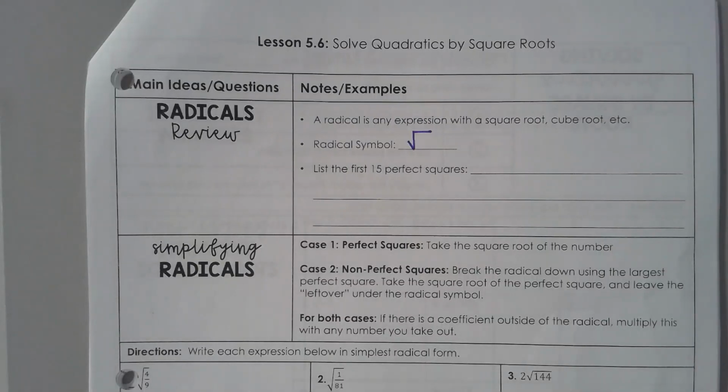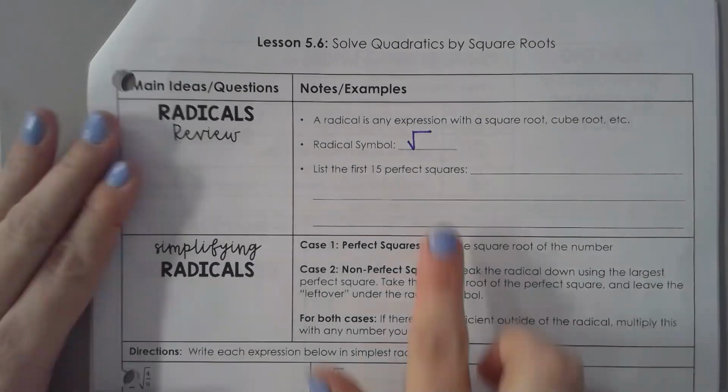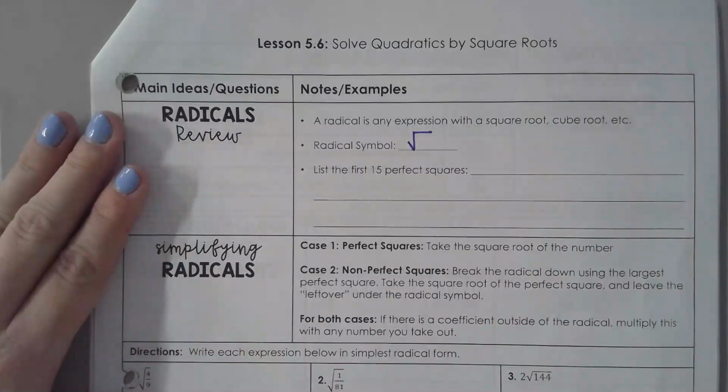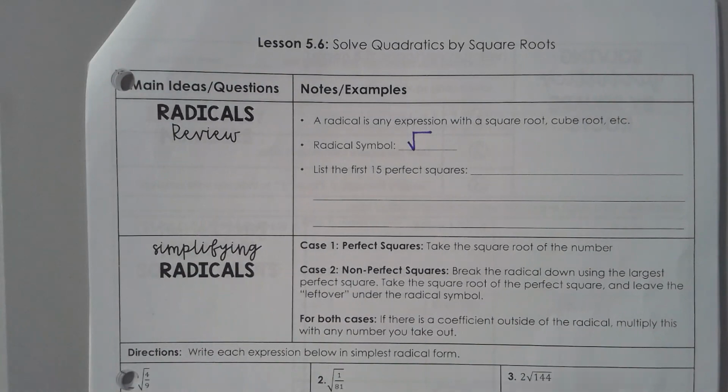One thing that you have to be familiar with and know really well are your perfect squares. What does it mean to be a perfect square? Yes, it's perfect. It's like two of the same numbers multiplied together. So for example, what's 5 times 5? 25. 25 is a perfect square. So we're going to list out the first 15 perfect squares.